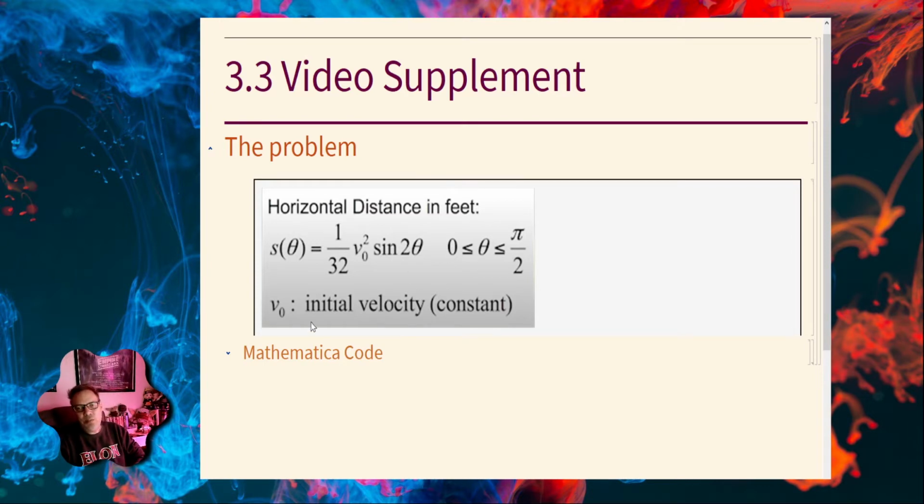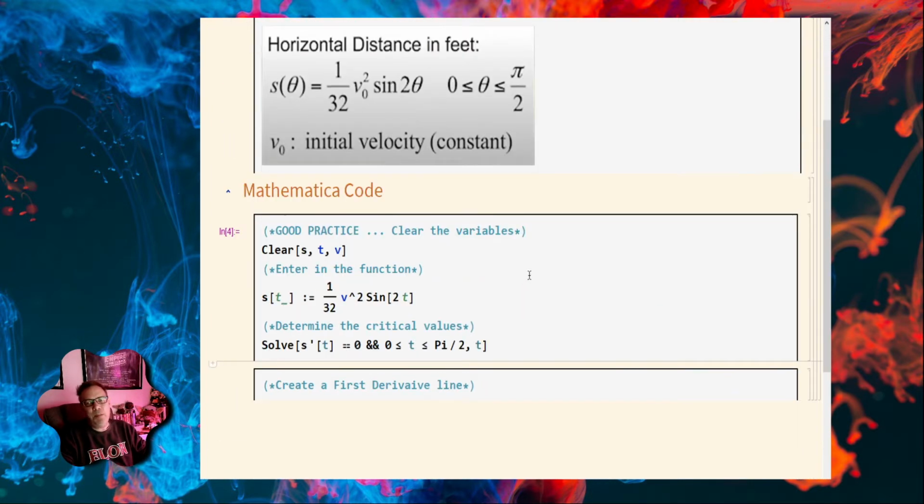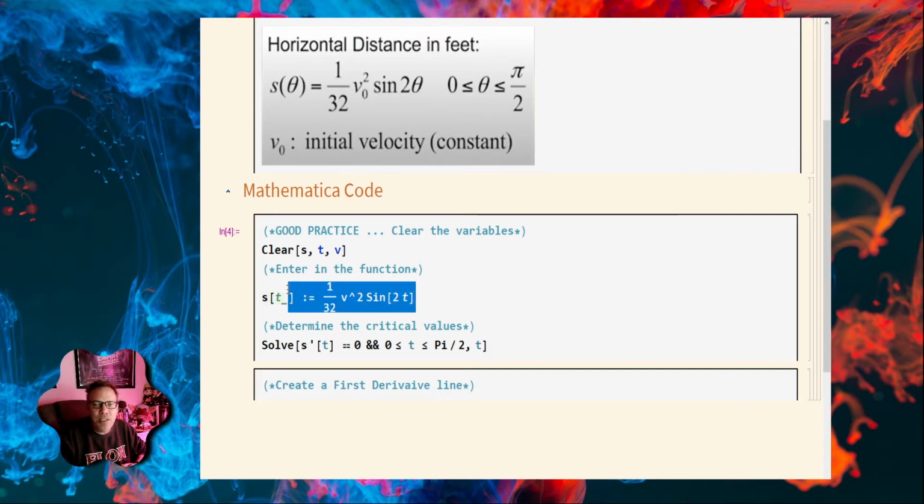So in order to do this, I need to compute a derivative, I need to compute some critical values, and in order to do that, the first thing I want to do is clear the variables. Clearing the variables helps us with any extraneous things that we may have done in the Mathematica notebook at a previous time. So I'm going to enter in the function. If you notice that the function that they gave you had a theta in it, I'm not going to use theta. I'm going to use the letter T. I can easily type it on a keyboard. And so that's why you see in my particular definition, I'm going to use T in there.